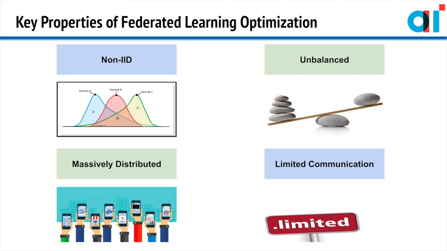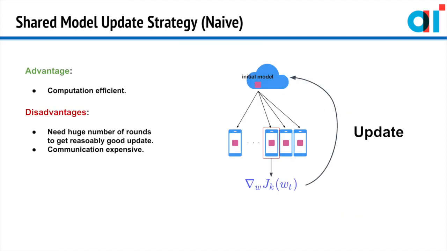The second one is data are massively distributed. In standard distributed machine learning settings, we usually assume that the number of data generated by each client user is much larger than the number of clients. But the situation in federated learning is opposite, which in other words, may indicate the data in each device is biased.